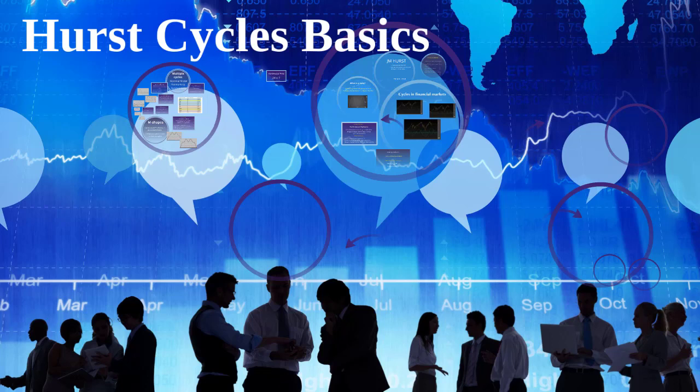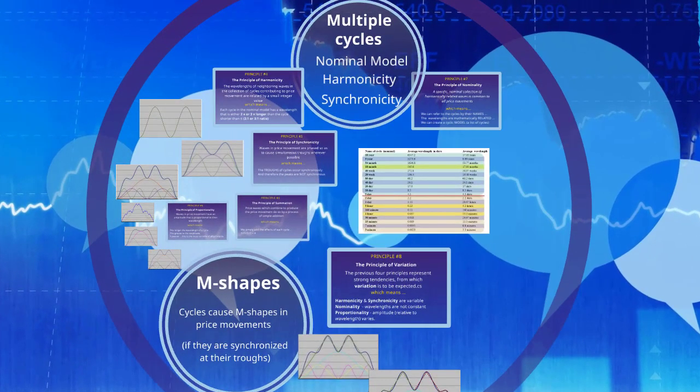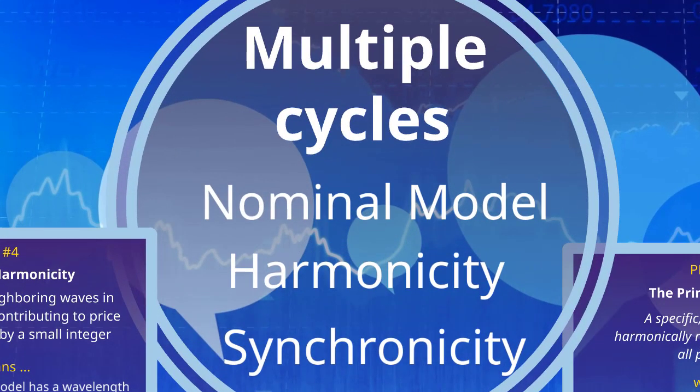In this video about the basics of Hurst cycles, we're going to be discovering two further principles defined by Hurst which explain the way in which multiple cycles influence the price movements of financial markets. Those principles are the principle of harmonicity and the principle of synchronicity. We are discussing both principles in this video because the two principles work hand in hand in the way in which they influence price movements.